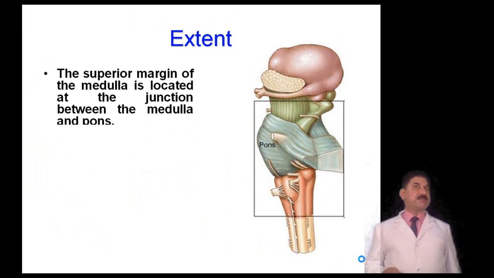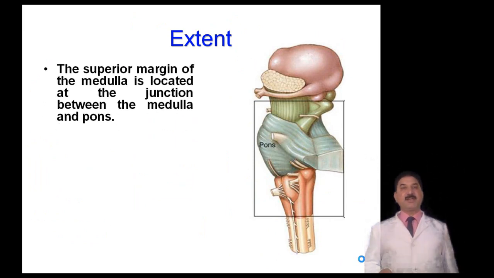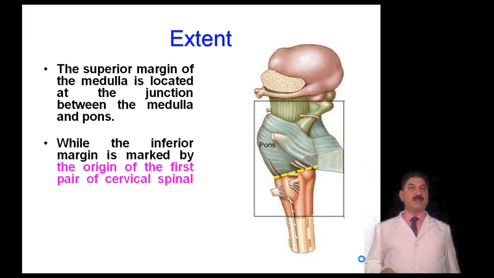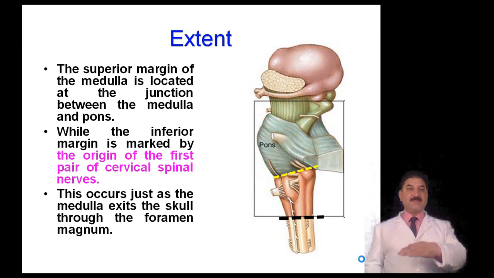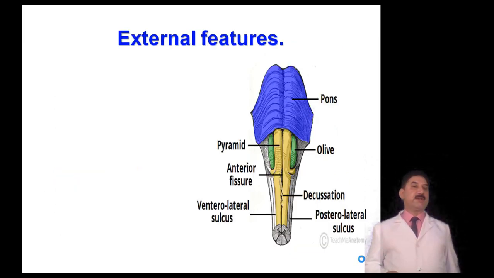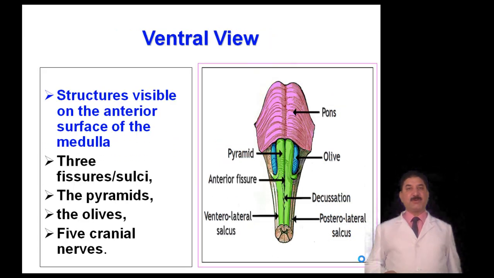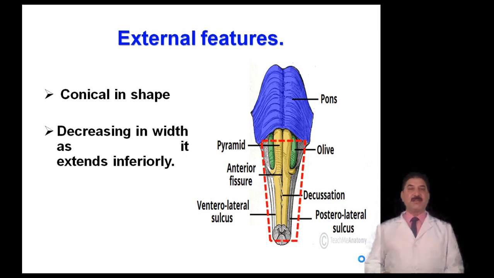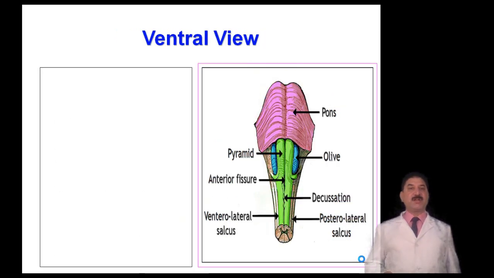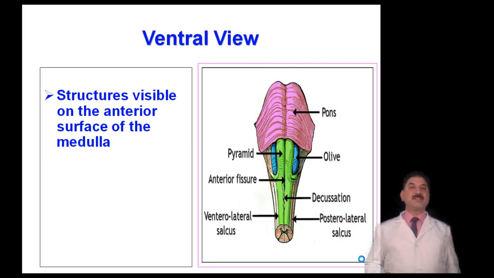nuclei in brainstem. The superior margin of the medulla oblongata is located at the junction between medulla and pons, while the inferior margin is marked by origin of first pair of cervical spinal nerves. This occurs just as the medulla oblongata exits the skull through foramen magnum. Coming to the external features of the medulla oblongata, it is conical in shape, decreasing in width as it extends inferiorly. It is approximately 3 centimeters long and 2 centimeters wide at its largest point.